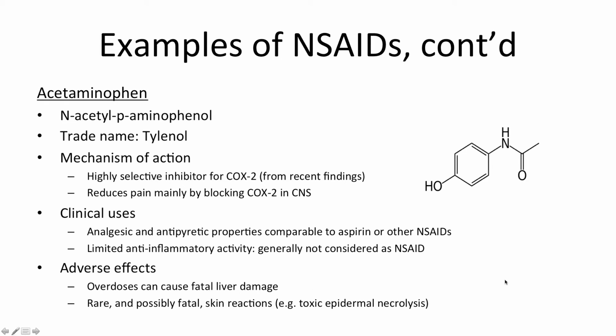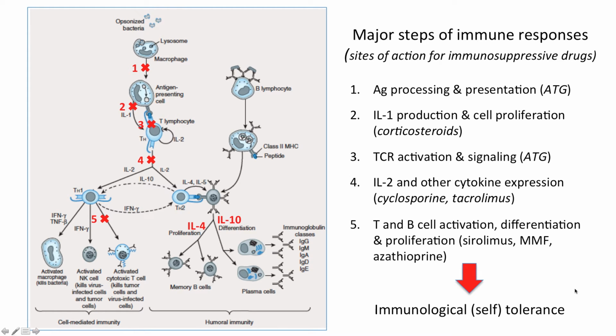So before we go on with the next group of drugs, the steroids, I'd like to remind you of the major steps of immune responses and the potential drug targets. That is the sites of action for immunosuppressive drugs. If you look at this figure, I have simplified it to 5 major steps, 1 to 5, from antigen processing and presentation to step 5, T and B cell activation, differentiation, and proliferation.